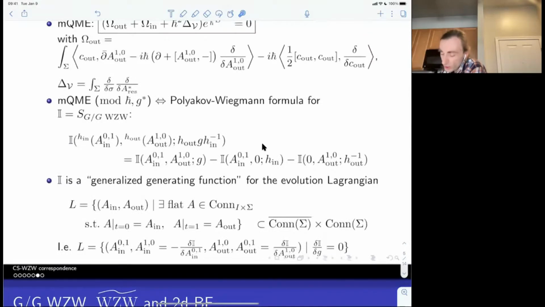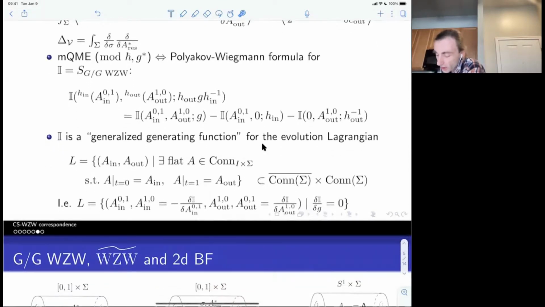Essentially, it gives you a generating function for the Lagrangian in the product of the two boundary phase spaces for the top and bottom of the cylinder, given by a restriction of flat connections to the in and out boundary. And so there's a generating function in there.